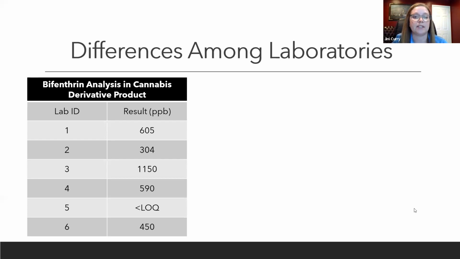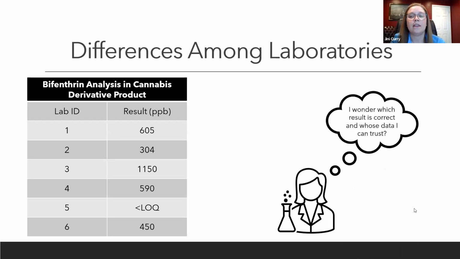We have 605 ppb, 300 ppb, 1100 ppb, pretty close to 600 ppb, non-detect, less than the LOQ, and 450 ppb. So as the provider, grower, whoever sent this sample out, they're left wondering, which one of these results are correct and whose data can I trust? In this instance, the true value for bifenthrin was 600. So the labs that got 605 and 590 are the 2 labs that got the correct result.